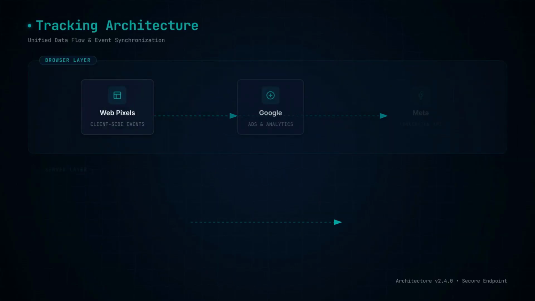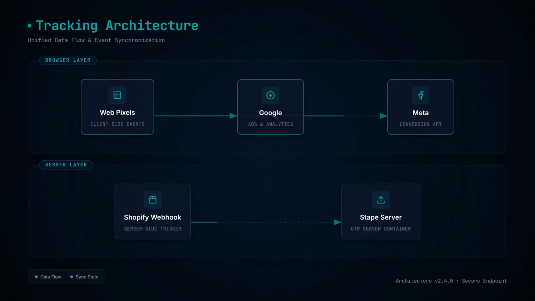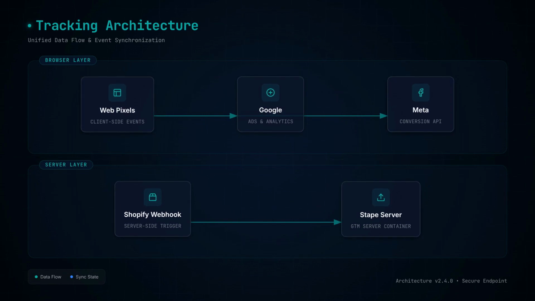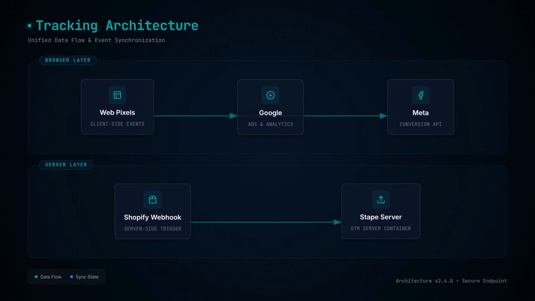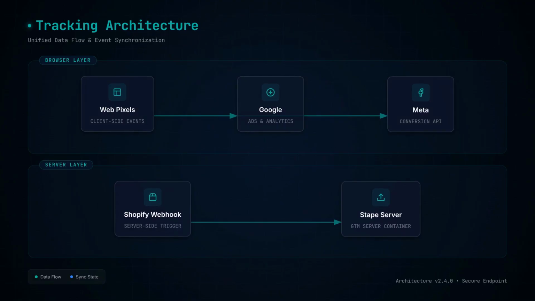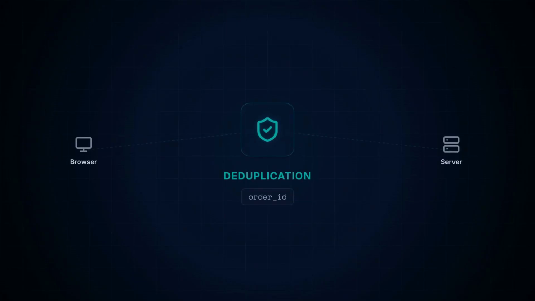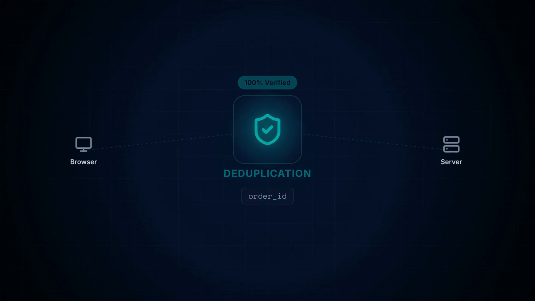The reliable 2026 setup uses two layers. Layer 1, Shopify Customer Events for browser signals. Layer 2, Shopify order webhook to server-side for reliable delivery. The deduplication using order_ID prevents double counting. Both layers are needed for real-time signals and 100% conversion delivery.